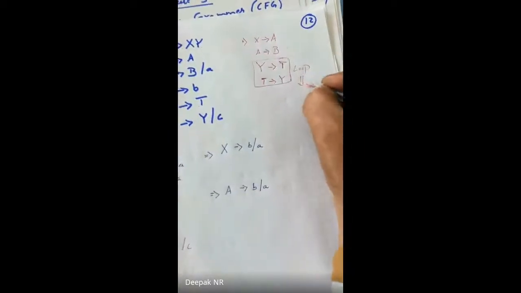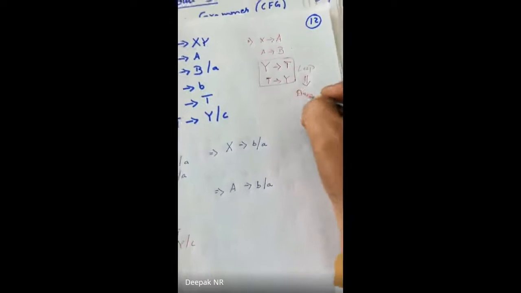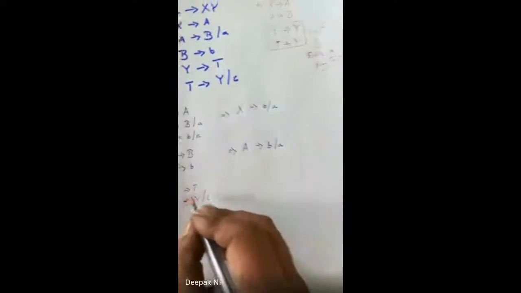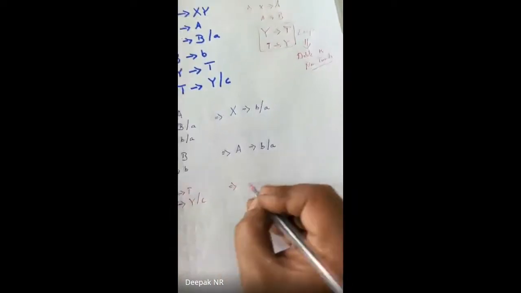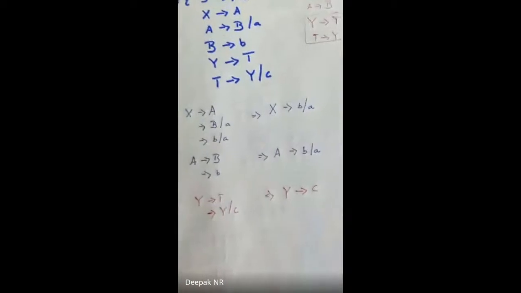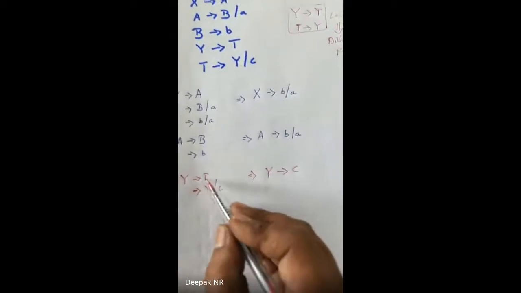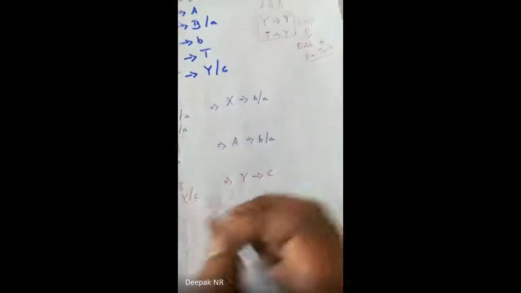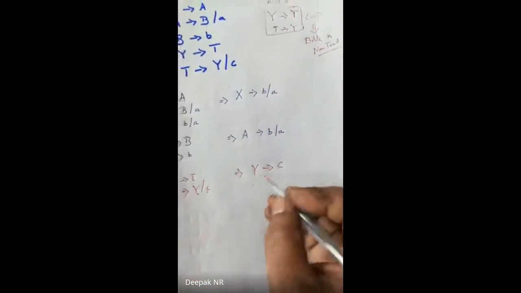So at this scenario, when the loop scenario occurs, delete the non-terminals. Is that clear? When this kind of loop occurs, delete the non-terminals. Is that clear? So what I do, the answer for Y tends to T is Y tends to C. Is that clear? Whenever the answer comes Y tends to T, the value of T is Y tends to C again. So in this scenario, this Y and T are a loop. So delete this Y.